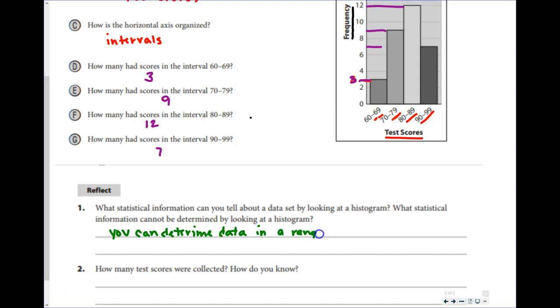For example, in this histogram, we can determine we've got 3 data points within 60 to 69. Okay, we don't know exactly what values they were. It could be 3 61s. It could be a 61, 64, 67. We can't get that information from a histogram, but we can get a general idea of what the ranges were. Okay, what statistical information cannot be determined by looking at a histogram? Well, what I just said, we cannot determine individual values.